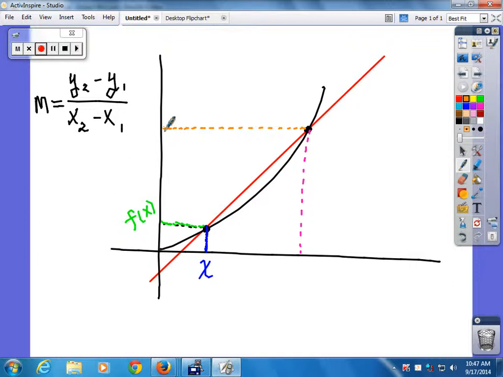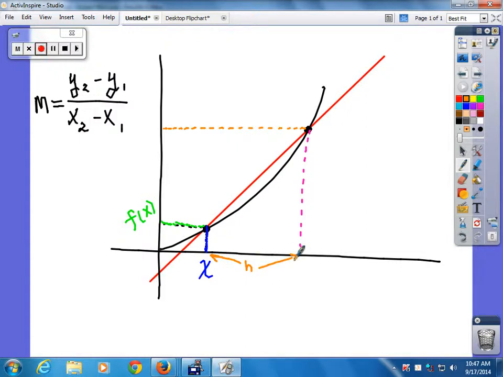Well, there is a distance right here, right? Some people call it delta. Some people call it H. I don't care, because it's a horizontal distance, we'll use H. Okay? That's H right here, from here to here.